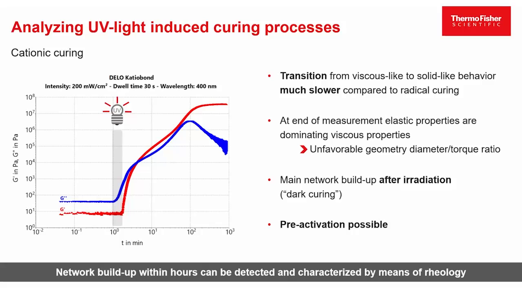When such things are occurring, smaller geometries can be used to improve the measurement performance and therefore the signal to noise ratio. Another interesting point is that the main network buildup occurs after the actual irradiation takes place. So-called dark curing mechanisms can be used to pre-activate adhesives directly after the application, but before joining the parts.